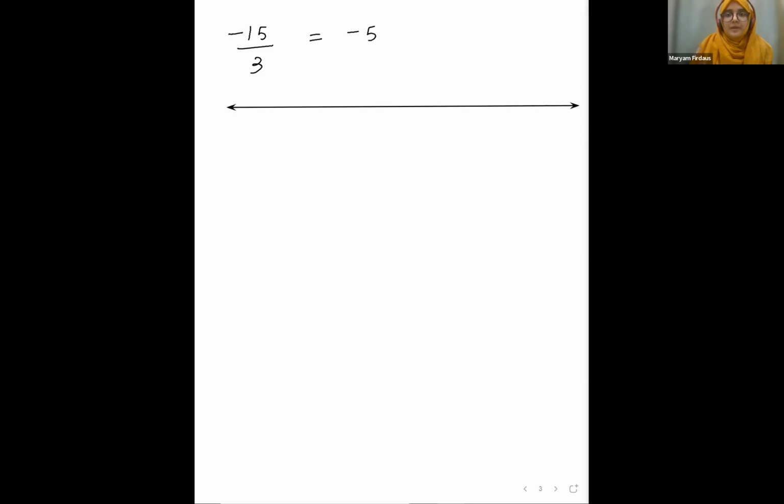Basically what it means is, let me just show you the number line again. This is my 0. 1, 2. I'm not going to take a huge number. Let me just take -8 divided by 2. 1, 2, 3, 4, 5, 6, 7, 8. So that's -1, -2.